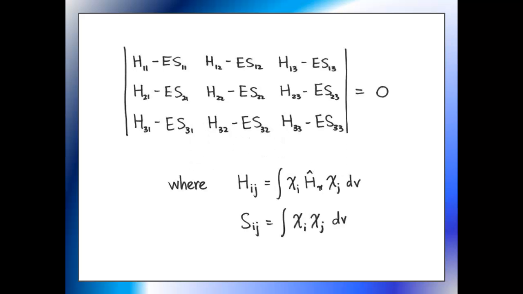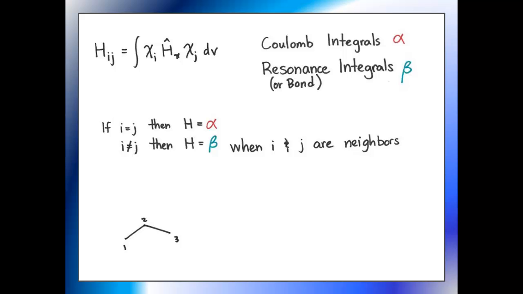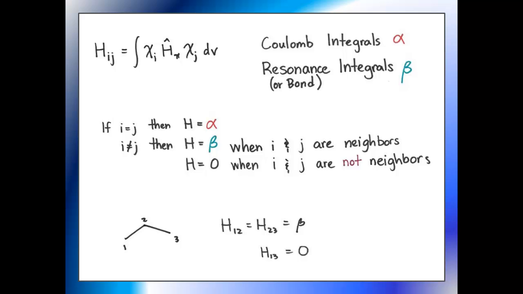So, this is the determinantal equation. I will go into further detail about the two integrals at the bottom. When i equals j, then this is the Coulomb integral, and H equals alpha. When i does not equal j, then this is the resonance integral. H equals beta when i and j are neighbors, and H equals 0 when they are not neighbors. As you can see, carbon 1 is adjacent to carbon 2, and carbon 2 is adjacent to carbon 3, but carbon 1 is not neighbors with carbon 3. Therefore, H12 equals H23 equals beta, and H13 equals 0.